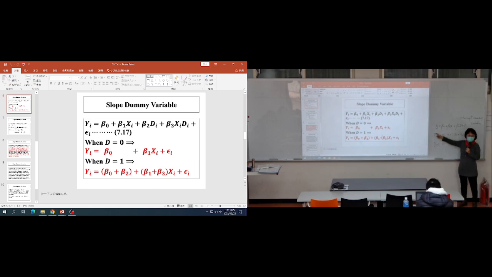If Y is the salary, then X is the working experience, and D is the gender. Usually we're talking about the issue of discrimination. It means that if there is any discrimination between men and women about their salaries, that is economically untrue.